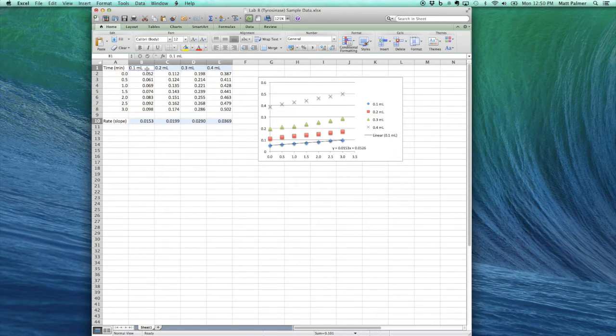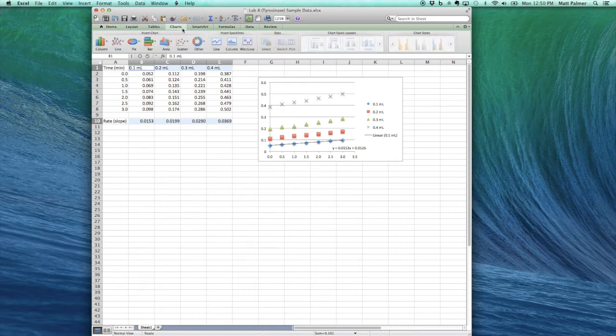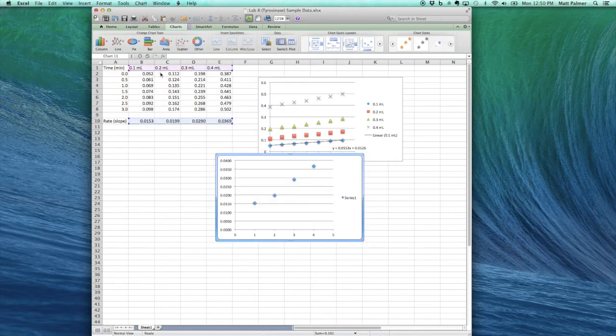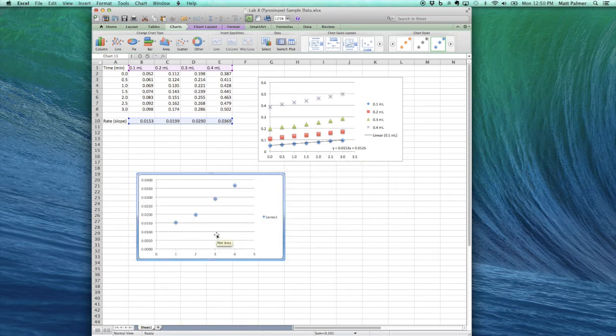So if I highlight the data that I want to graph, I can go back to charts, click scatter, look for a scatter graph, just a scatter plot. Notice that I have a nice increasing linear trend. Your data might not look like this, and that's okay. Work with what you have observed, and then just try to express that in your discussion.